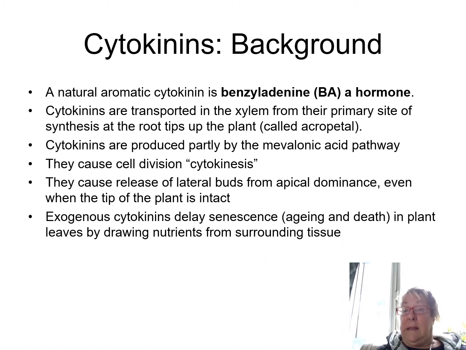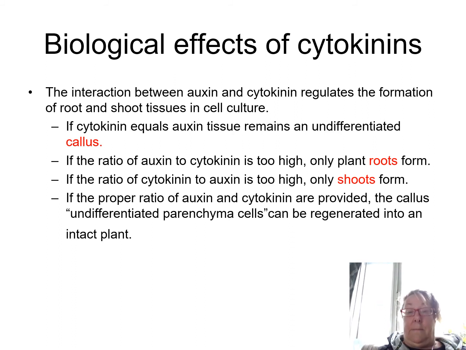It can release lateral buds from apical dominance even if auxin is being produced in the tip of the plant. It's also a fountain of youth. It prevents aging and death or senescence wherever you apply it onto your plant. Once again, it causes shoots in tissue culture.